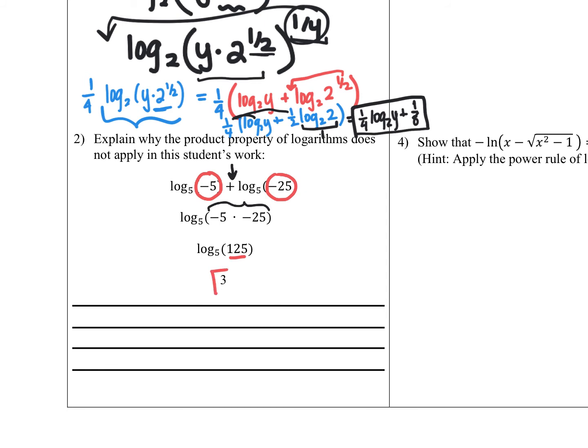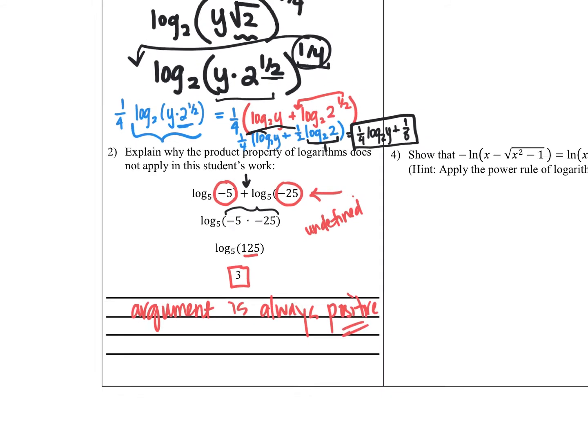It looks like our answer comes out and it's beautiful in 3. But we're not even defined to begin with. We're undefined. The argument always has to be positive. The argument of a log is always positive. Okay, so keep that in mind.